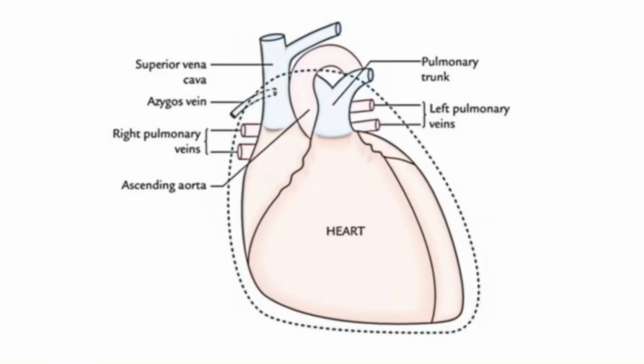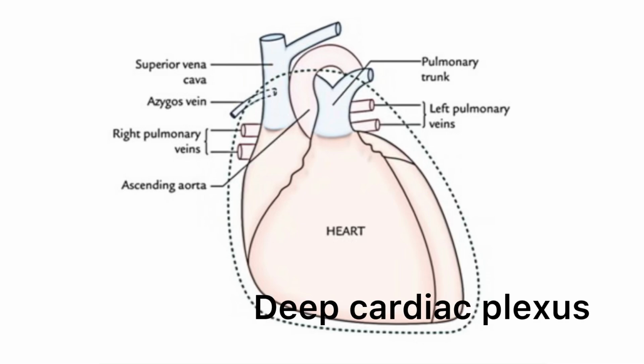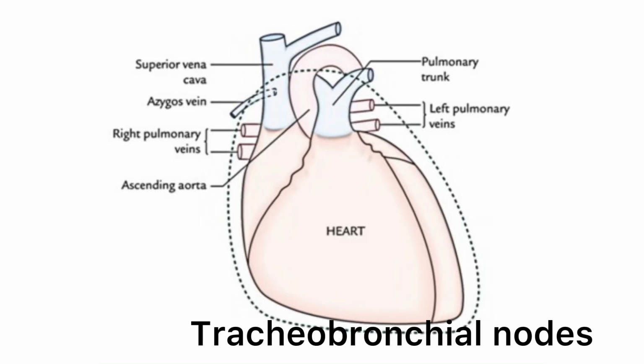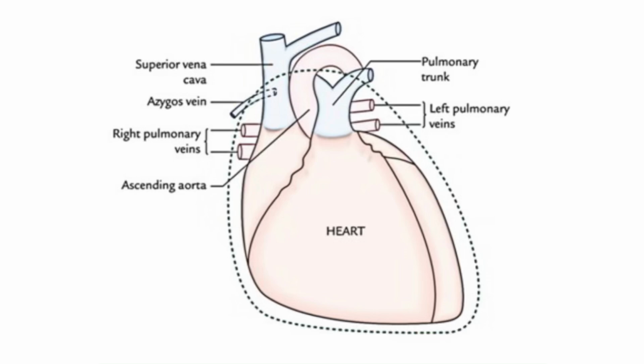Its contents include the heart that is enclosed in a pericardium, the arteries which consist of the ascending aorta, the pulmonary trunk, and the two pulmonary arteries, that is the left and the right pulmonary artery. The veins include the terminal part of the azygos vein, the left pulmonary vein, and the lower half of the superior vena cava. The nerves include the phrenic nerve that supplies the diaphragm and the deep cardiac plexus. The lymph nodes include the tracheobronchial nodes, and then the tubes include the bifurcation of the trachea.